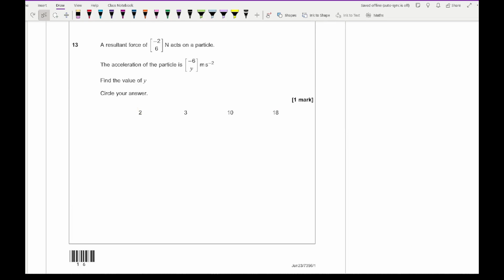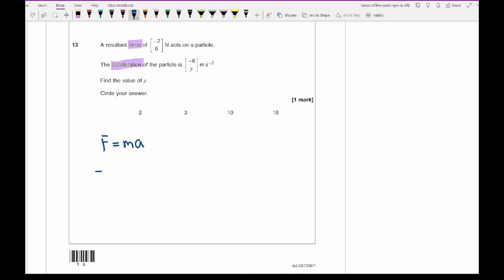Looking at question 13, it says a resultant force of -2.6 newtons acts on a particle. The acceleration of the particle is -6y meters per second squared. Find the value of y. We can see that it mentions force and acceleration in this question. So we're looking at the use of F equals ma. Force equals mass times acceleration.